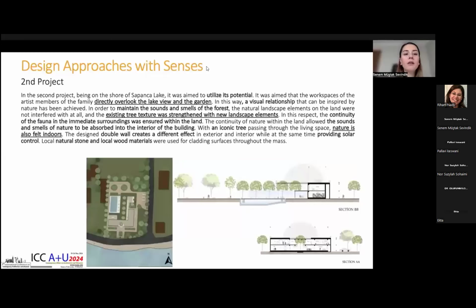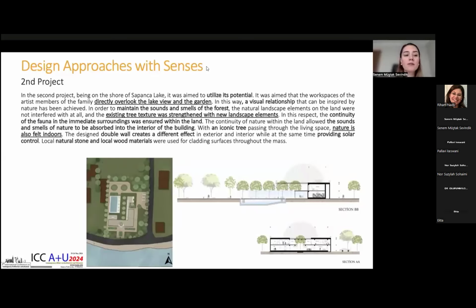In the second project, being on the shore of Sapanca Lake, it was aimed to utilize its potential. It was aimed that the workspaces of the artist members of the family directly overlook the lake view and the garden. In this way, a visual relationship that can be inspired by nature has been achieved. In order to maintain the sound and smell of the forest, the natural landscape elements on the land were not interfered with at all, and the existing tree texture was strengthened with new landscape elements.